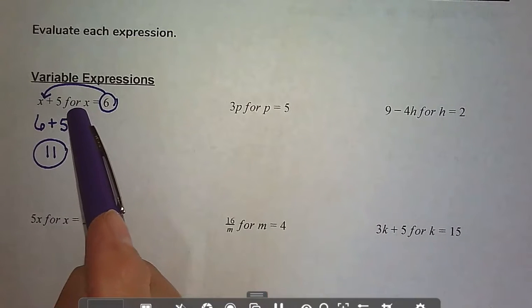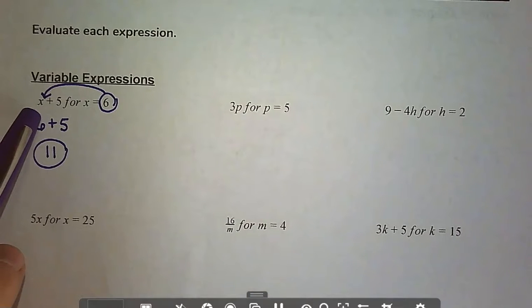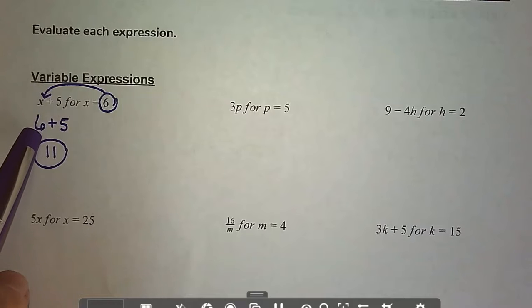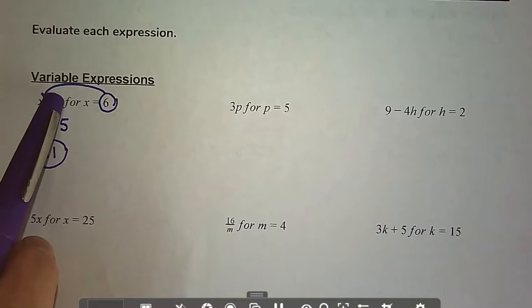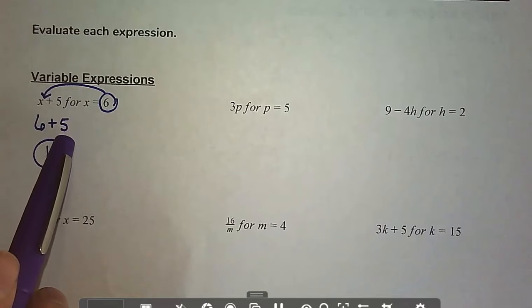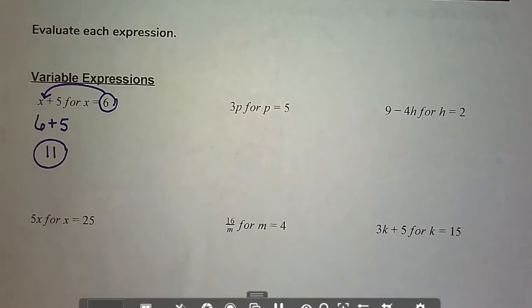The problem tells us that x is equal to 6. That means that we can substitute a 6 in for this x. So we take the x out and replace it with a 6, bring down the operation, which is addition, and bring down the constant, which is the 5, and then do the math. 6 plus 5 is 11.